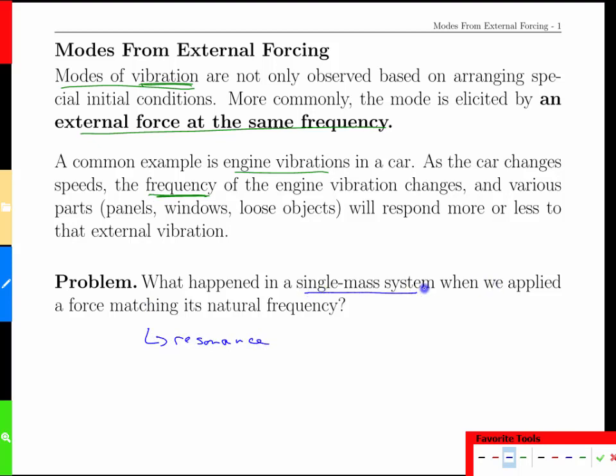When we had a single mass system, when we applied a force with the same frequency, we ended up having that growth in amplitude. So the system responded by having larger and larger amplitude oscillations.